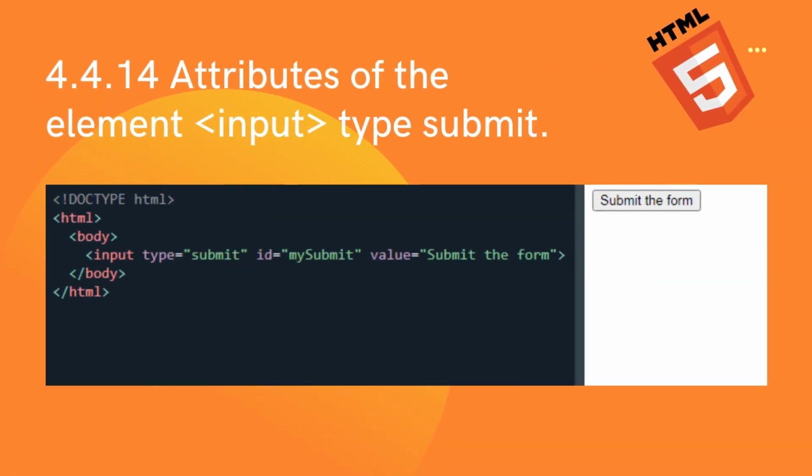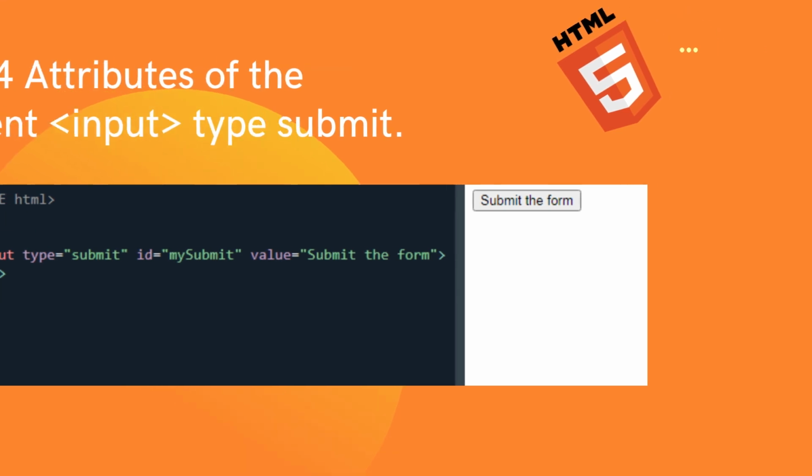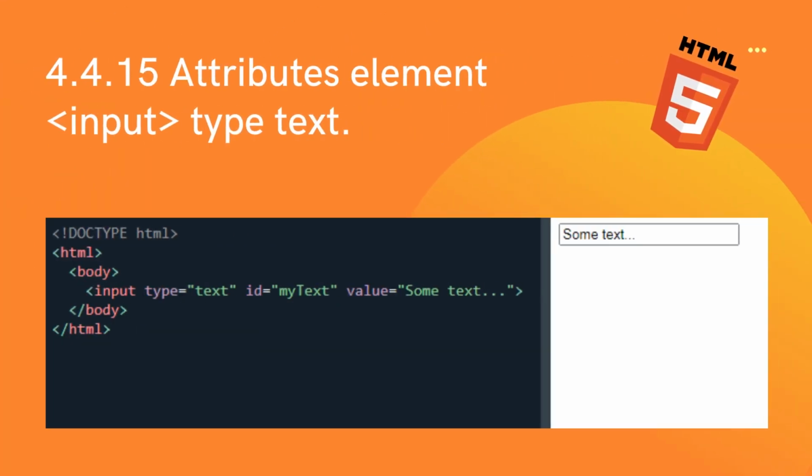Attributes element input type submit. The type attribute returns the type of the form element, which is the submit button. Value attribute specifies or returns the value of the value attribute of the submit button. Example: attribute the input type text element. Type attribute returns the type of the form element text field. Value attribute specifies or returns the value of the value attribute of the text field.